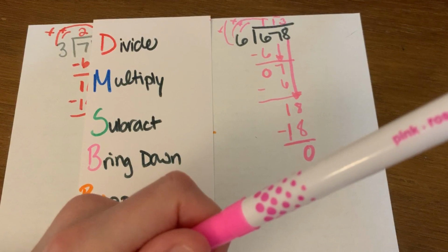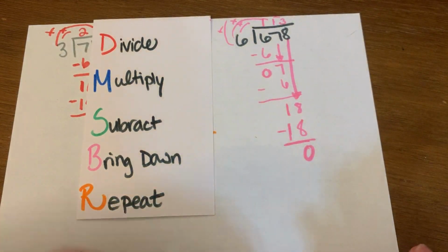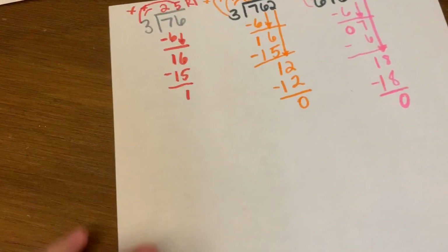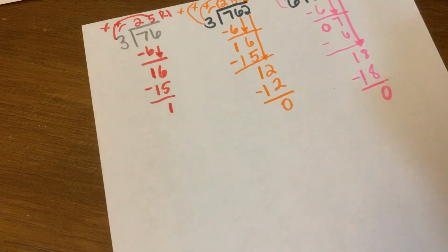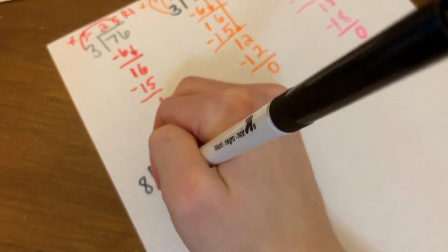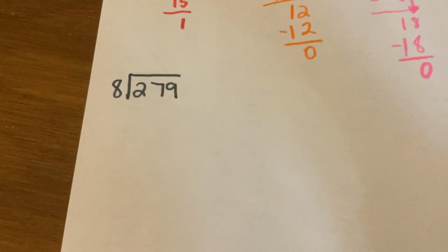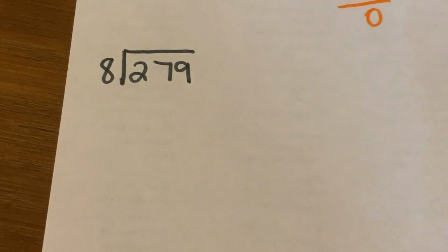All right, let's go ahead and try another one. All right, I'm going to give you a problem of 8 divided by 279. Go ahead and try that one.